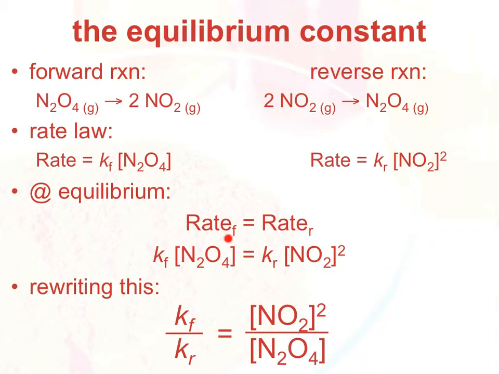So if we set these rates that we've established equal to one another and subsequently solve for the K values, we get this expression. The K, or the rate constant of the forward reaction, divided by the rate constant of the reverse reaction, is equal to the concentration of our product squared divided by our concentration of N2O4 squared. Now, this is what leads us to our equilibrium constant.